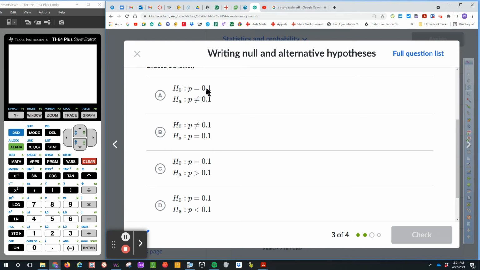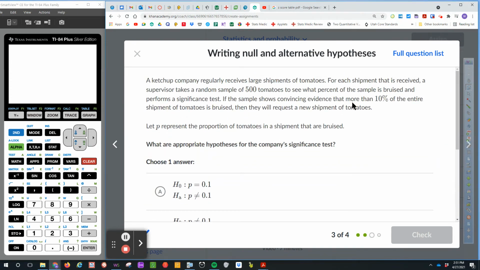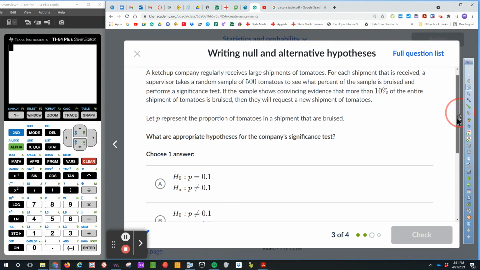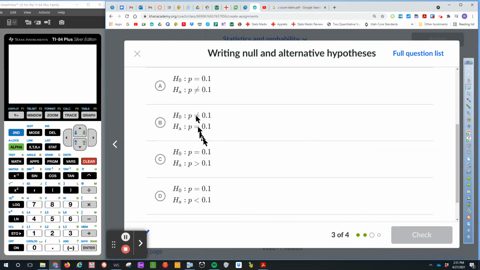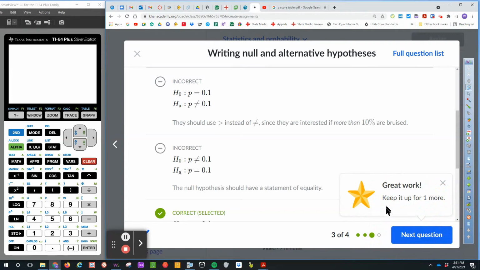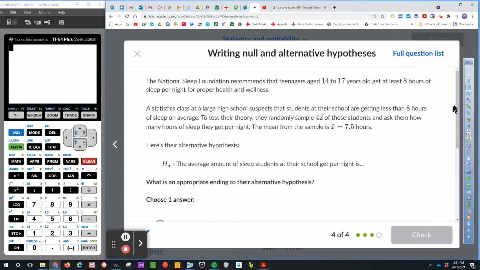So you have equals 0.1. C is the null hypothesis is 0.1. D is the null hypothesis 0.1. That's cool. Now the alternate hypothesis is what if it's more than 0.1, right? So this is not equal to, no, actually this is the one we need. Okay, I will try to do another one.